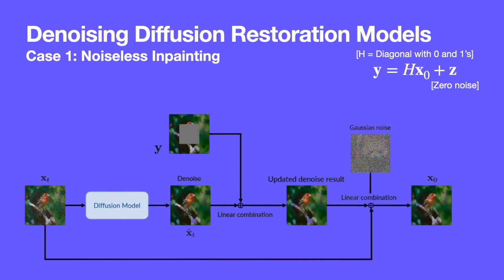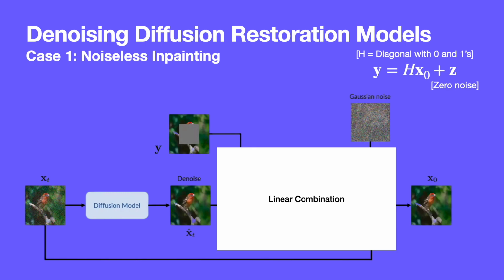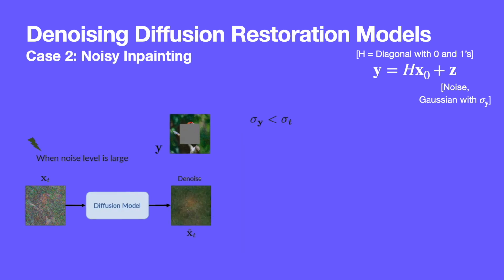So mathematically, the overwriting part from our observations can be written like this as a linear combination, and we also have a linear combination like DDPM. And we can just treat the entire thing as a black box, a linear combination block taking 4 inputs. Now we can focus on the more difficult case, noisy inpainting.